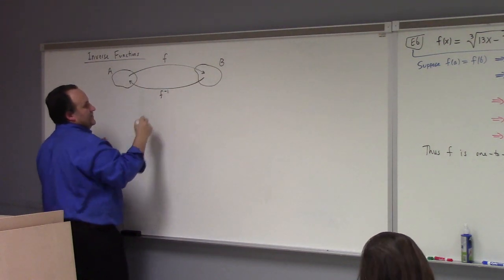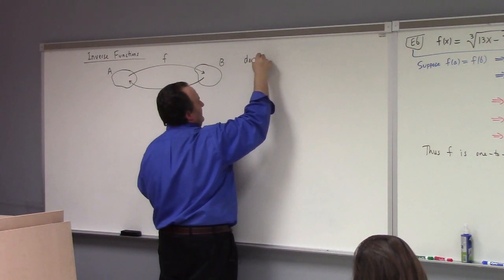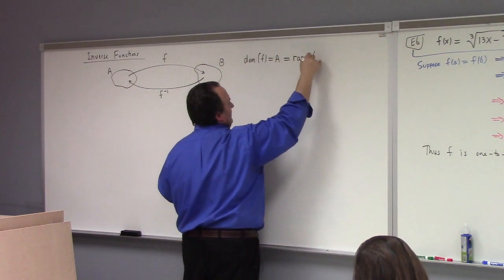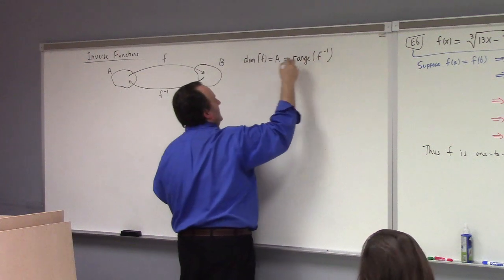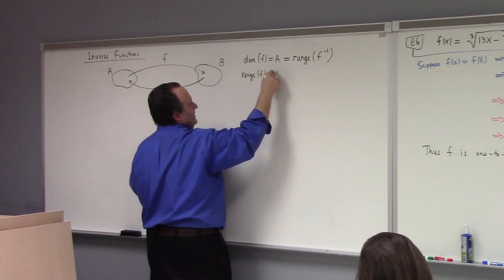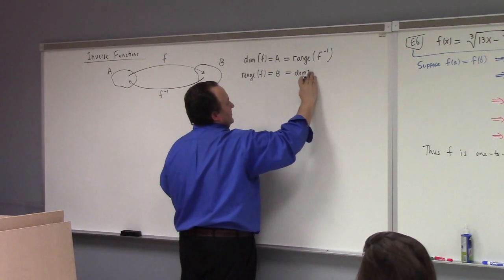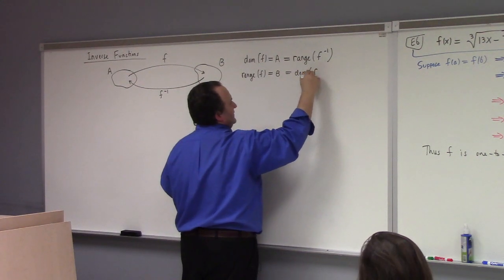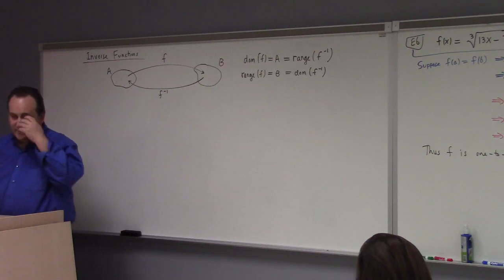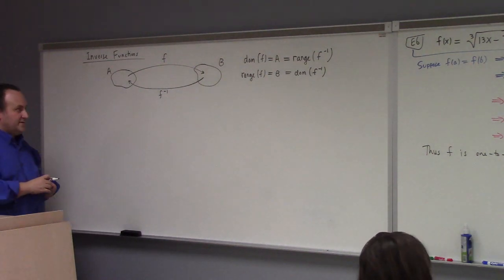All right? And so the basic setup is this. The domain of f is equal to A, and that's going to be equal to the range of my inverse function. On the other hand, the range of my function is going to be B, and that's going to be the domain of the inverse function. So the function and its inverse share the range and domain in a dual fashion here.